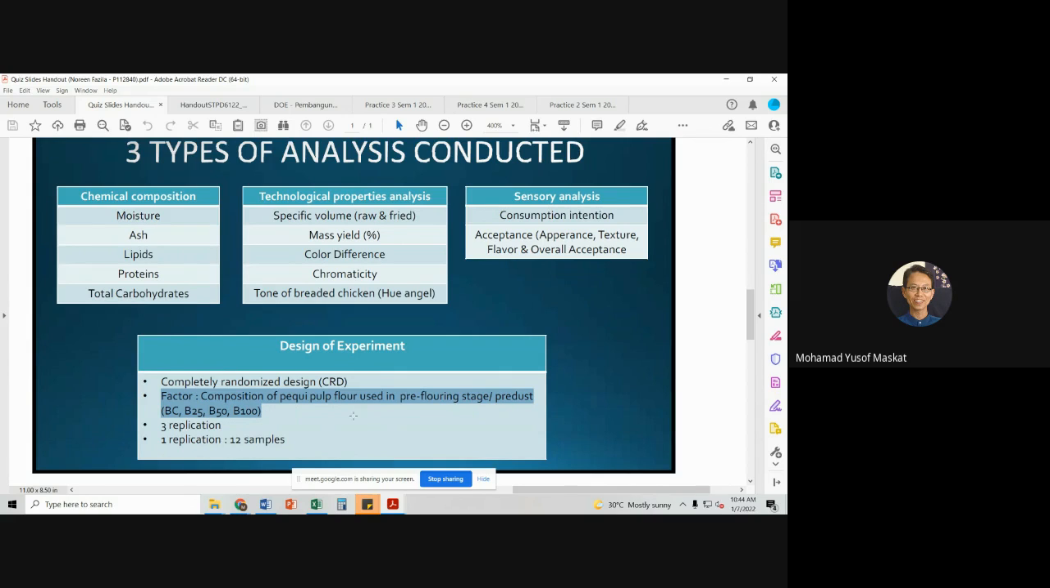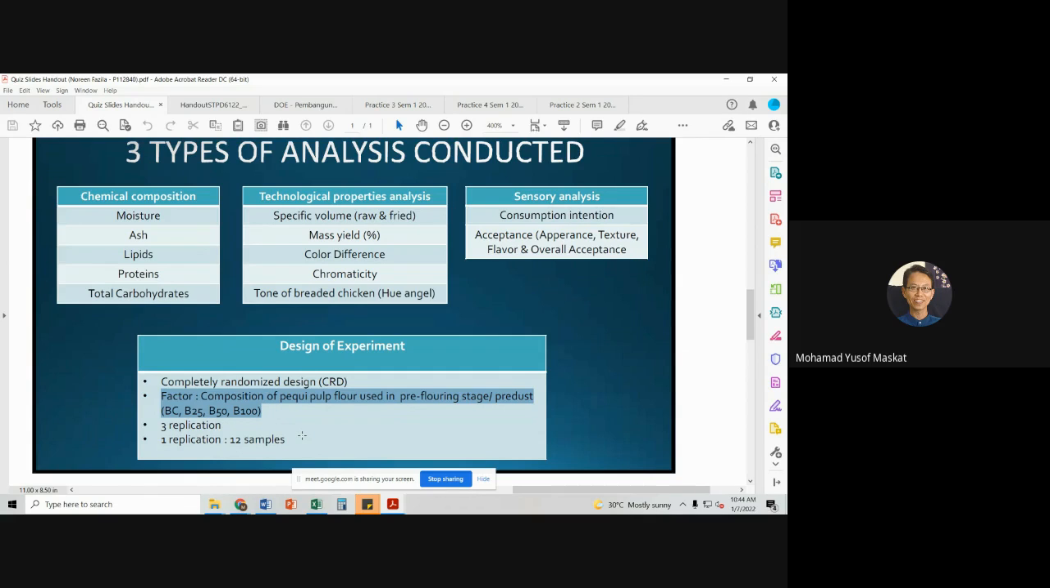And what are the levels? How many levels? You have 4 levels, which is levels or type, and in this case it is a type. So it is BC, B25, B50, and B100. So the factor is the composition of PQ pulp flour. And then what are the treatments? This is a 1-factor experiment, so the levels are the treatments. So the treatments are BC, B25, B50, and B100.